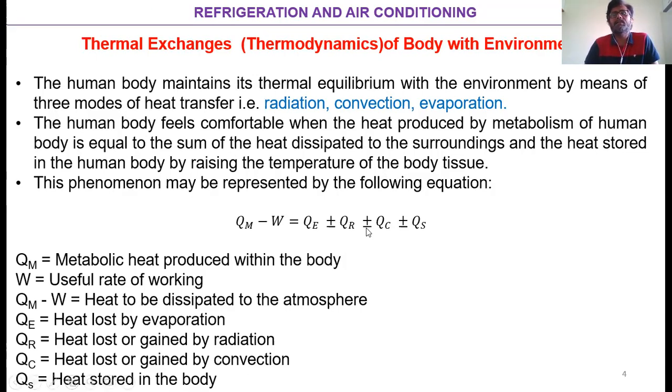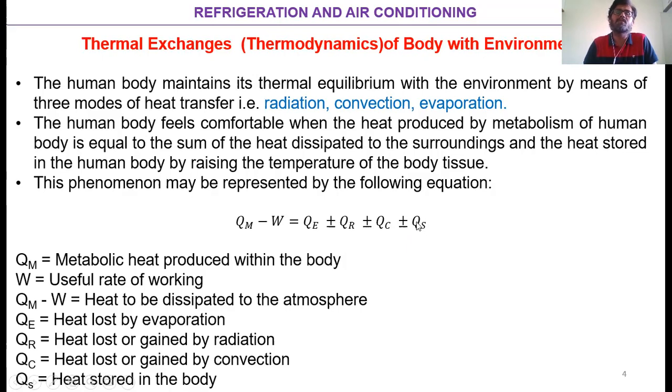It can also be seen that on the right hand side, the plus or minus signs are assigned to QR, QC, and QS, whereas QE is always positive. It means that the heat lost by the human body to the surroundings by evaporation is always positive. Okay, so the heat loss is taken to be positive. So QR and QC will be taken as positive when heat is lost by the human body to the surroundings. The human body temperature being higher than the surrounding temperature, heat would be lost to the surroundings, and it is considered positive. And if heat is gained by the human body from the surrounding atmosphere, then the sign would be negative for QR and QC.